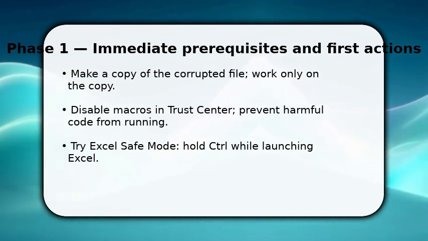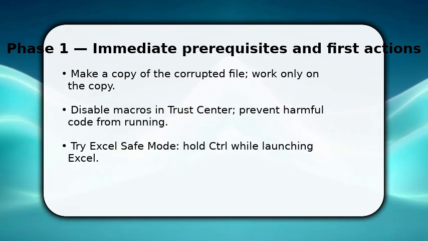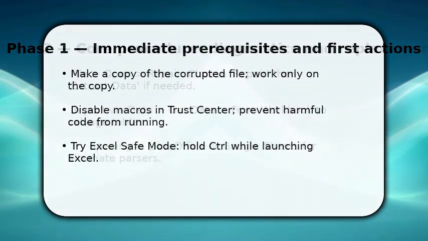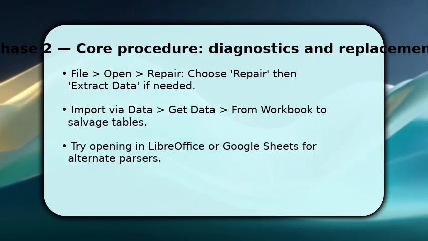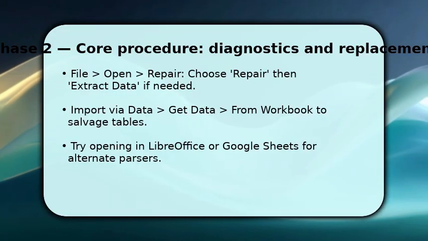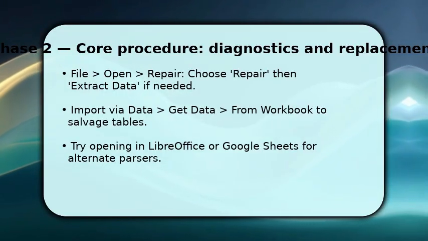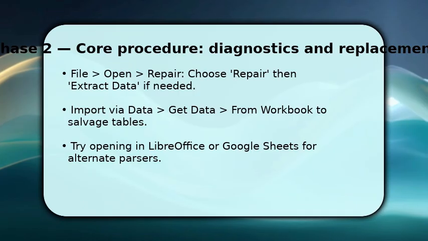Once in Excel, use File, Open, select the file and choose Open and Repair. First try Repair, and if that fails, use Extract Data to recover values and formulas. If Open and Repair is limited, import the workbook via Data, Get Data, From Workbook. This often extracts tables that the UI hides.